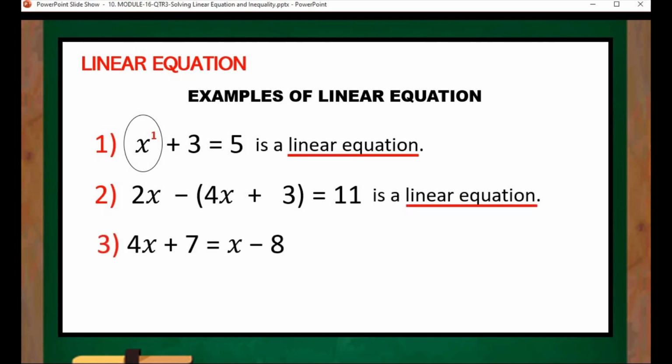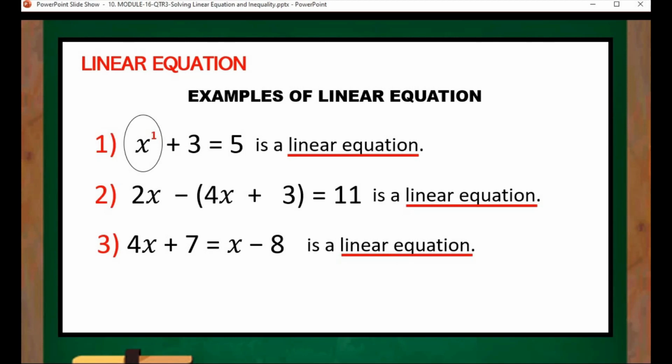Eh, ma'am, dalawa na yung variable niyan eh. You can combine this one. This is not multiplication. You can subtract this one. Basta 1 lang yung exponent ng variable, this is still a linear equation. This one, is this a linear equation? Yes, it is still a linear equation. So, the variable is just 1, that is only x, and the exponent is 1.